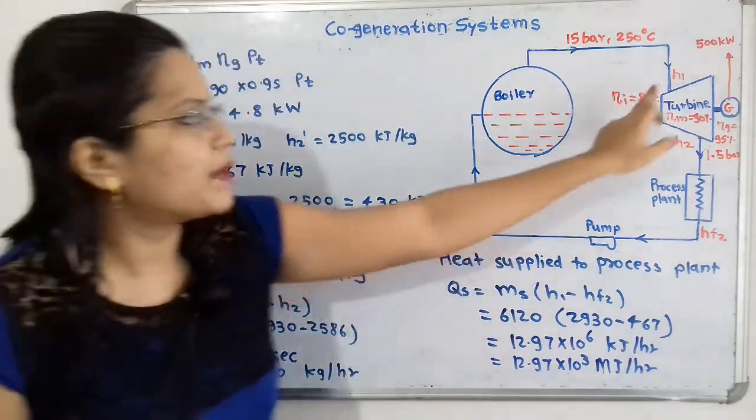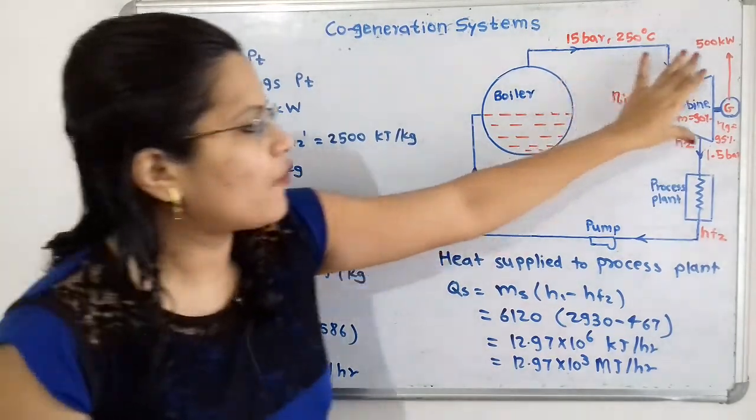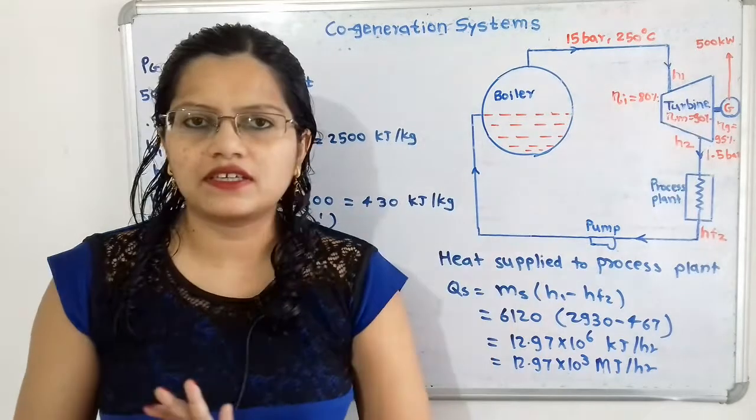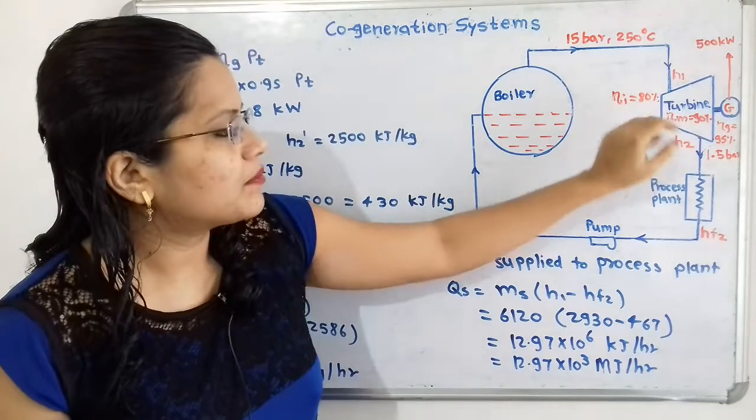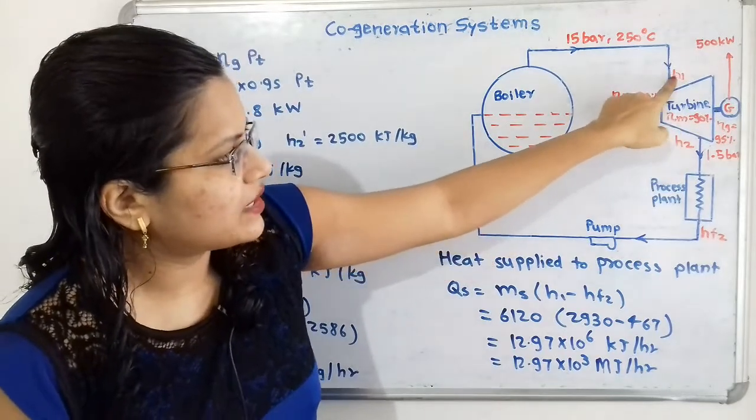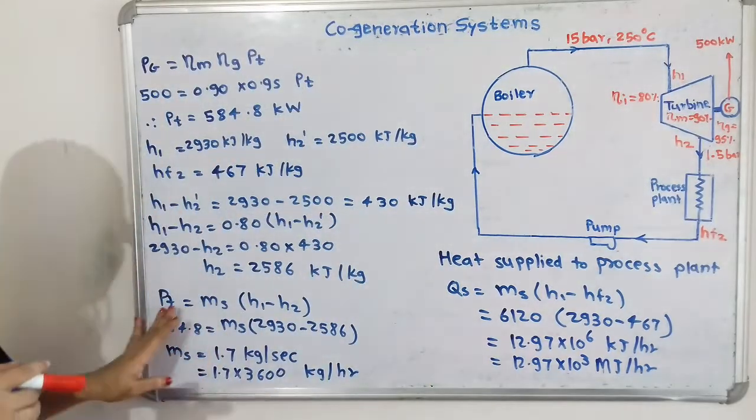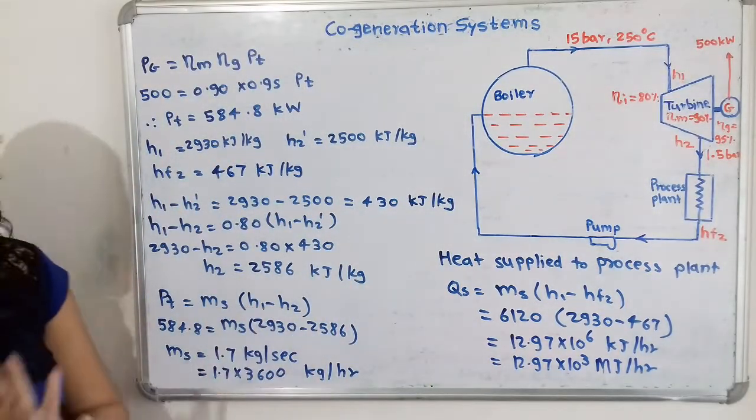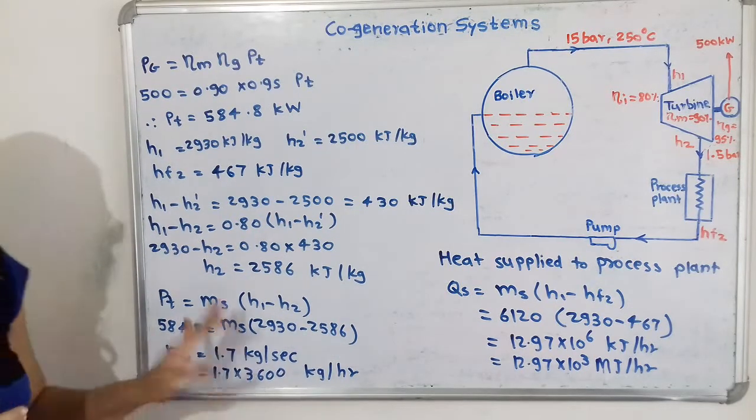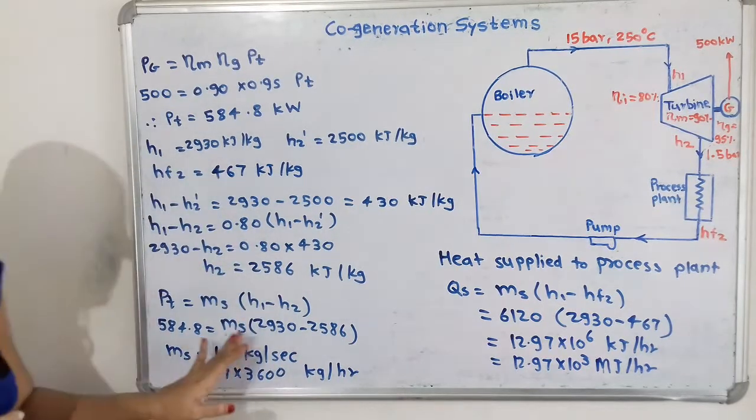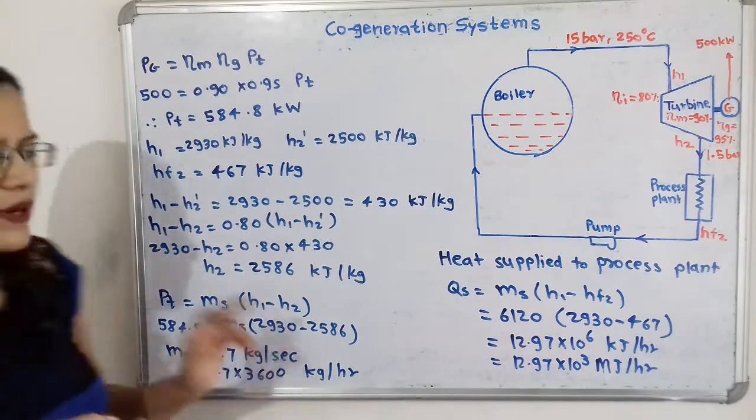Now we know that the power developed by the turbine is given by PT. Now if we observe this diagram, how will we find out the power developed by the turbine? It is equal to the steam supplied to the system multiplied by the enthalpy difference. The enthalpy difference is in between this H1 and H2. So we will say that PT is equal to ms (h1 minus h2). So we will put the values. Here only one unknown value, that is the mass of steam supplied to the system, ms. So ms is equal to 1.7 kilogram per second.